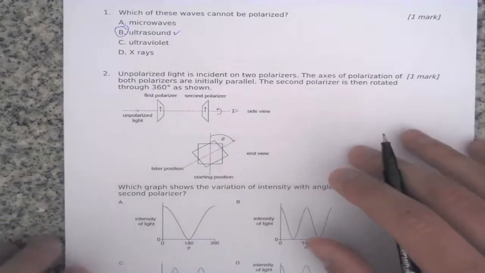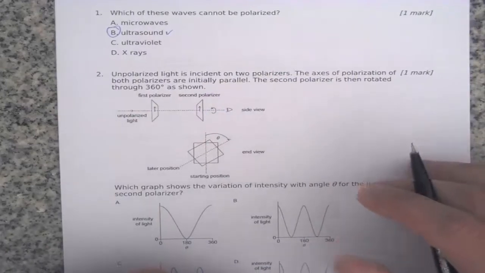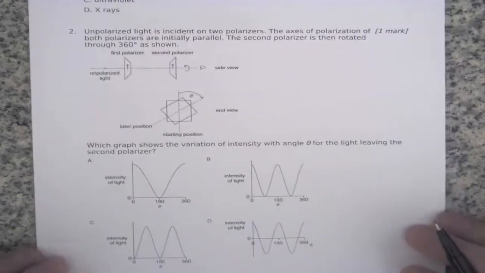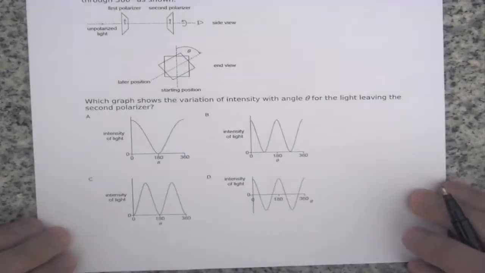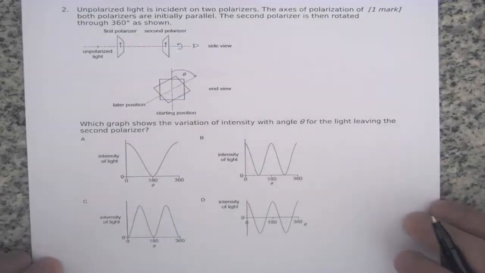Number 2, it says that unpolarized light is incident on 2 polarizers. The axes of polarization of both polarizers are initially parallel. The second polarizer is then rotated through 360 degrees as shown. Which graph shows the variation of intensity with angle theta for the light leaving the second polarizer?